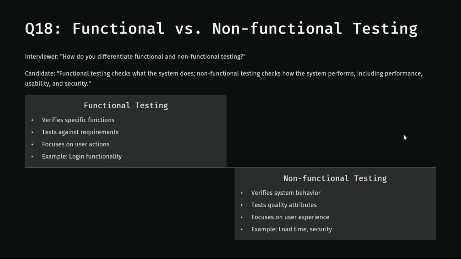So next question is, how do you differentiate functional and non-functional testing? Candidate: Functional testing checks what the system does. Non-functional testing checks how the system performs, including performance, usability, and security. Right? So, in functional testing, you can give the example of login functionality, and in non-functional testing, you can give load time, security, reliability. Now, move to the next question.